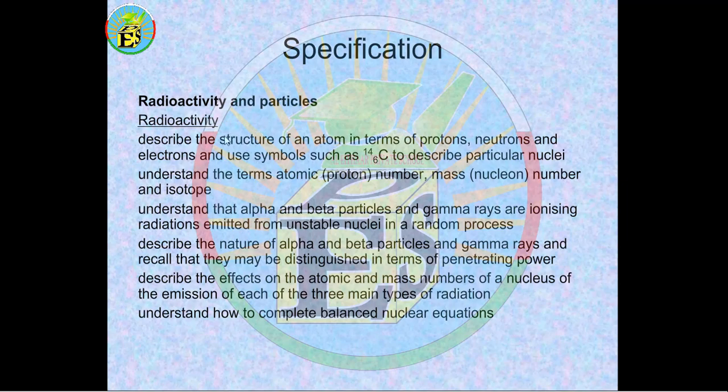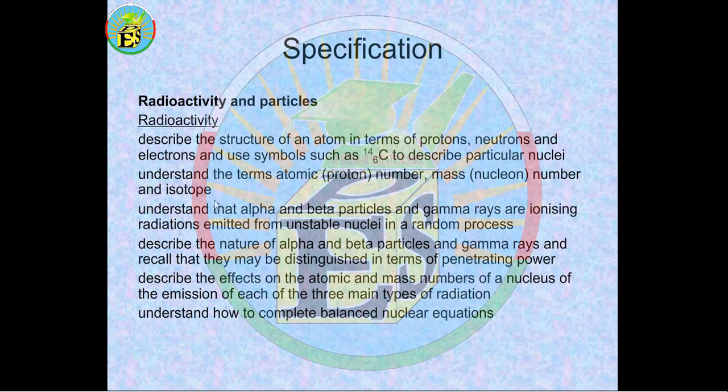Radioactivity and particles. This describes the structure of the atom in terms of protons, neutrons, and electrons. These are the particles that make the atom, and we use a symbol such as C. We know that this is the symbol of the element, this is the mass number, and this is the atomic number. To describe particular nuclei, understand the terms atomic or proton number, mass number or nucleon number, and isotopes.